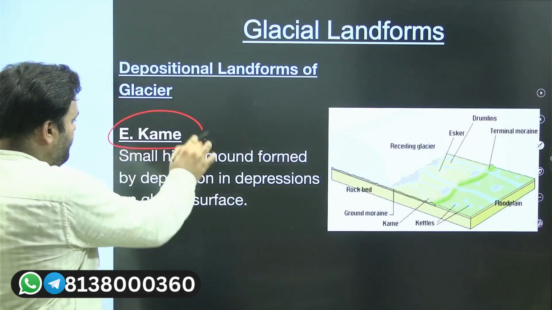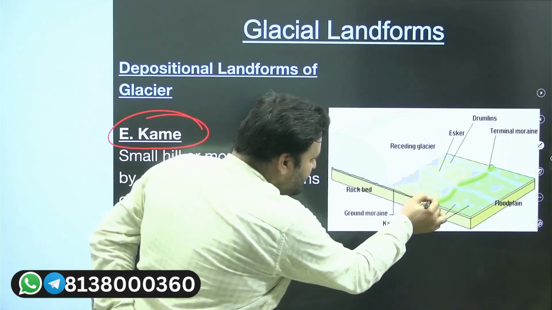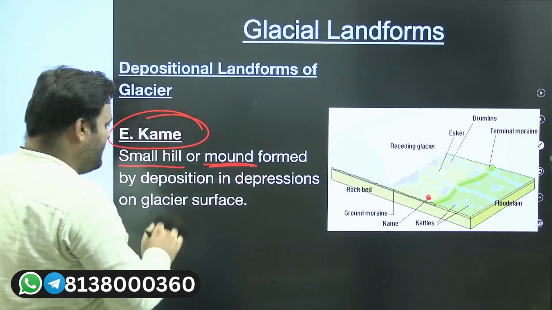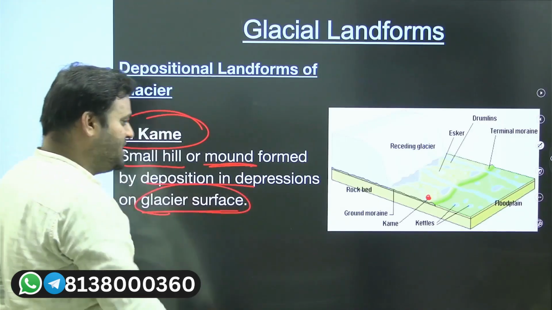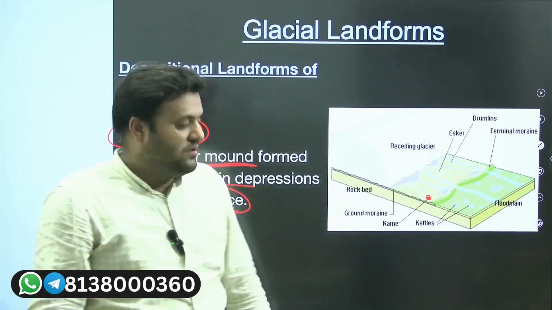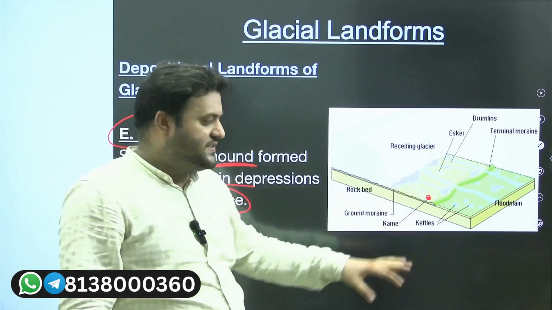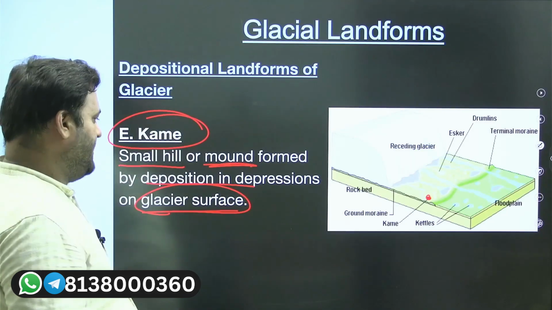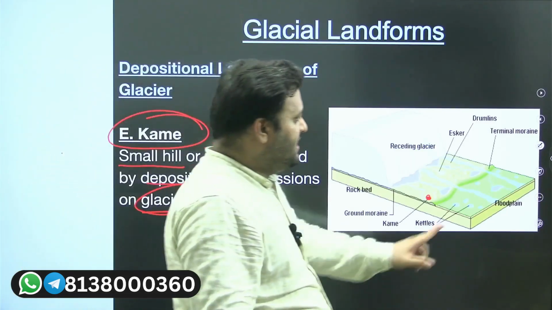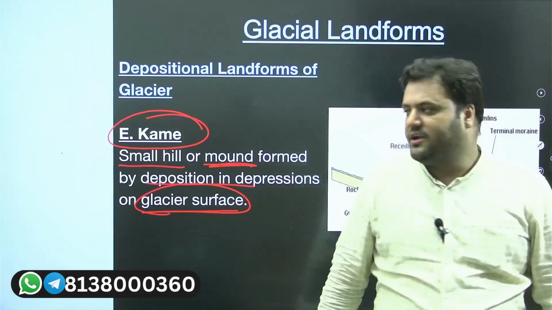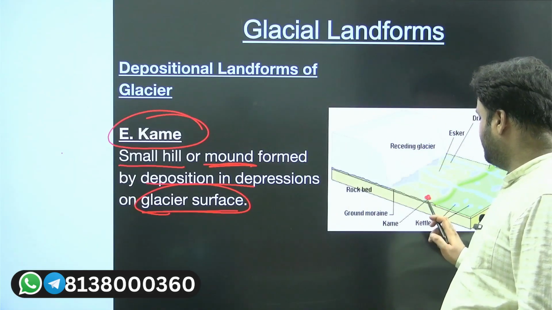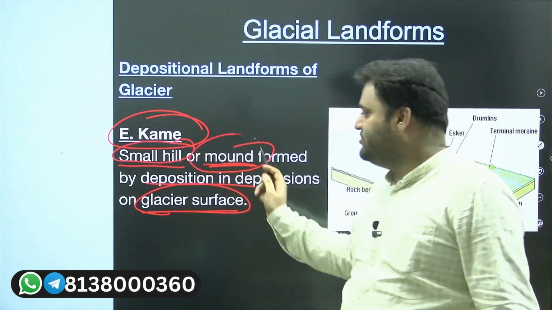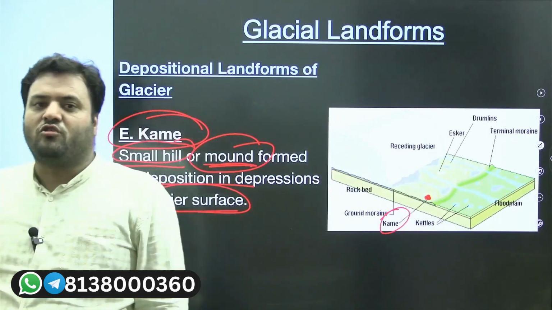Last, we have kames. So these kames are low-lying hills or mounds which have been formed by the deposition in the glacial depressions, or on the glacial surface itself. So when we have these kinds of depressions, they will be called as what? Kames. So it is like a till, it is unsorted material, and that unsorted material has been filled by the glacial till. That will be called as what? Kames. And it is a small hill or mound, which is comprised of unsorted glacial till.